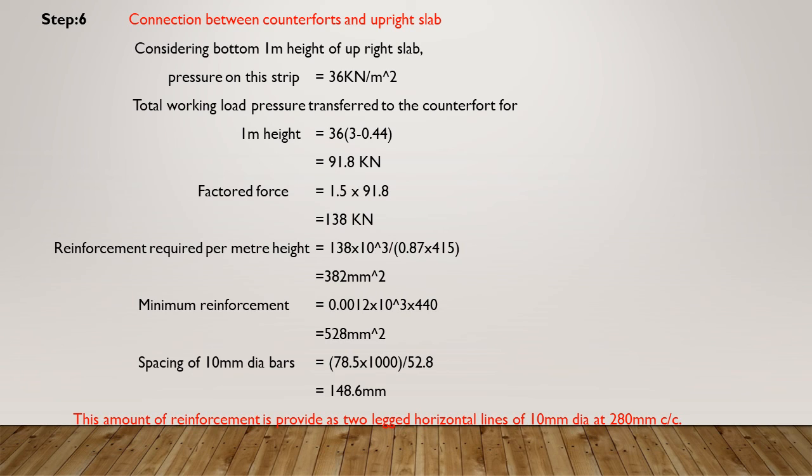So finding out the spacing: it is equal to 78.5 into 1000 divided by 528, the Ast. So spacing is 148.6 mm. So with rounding, the reinforcement is provided as two legged horizontal links of 10 mm diameter bars at 280 mm center to center distance.